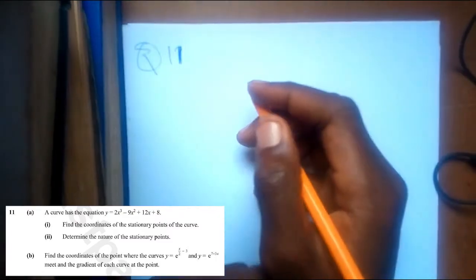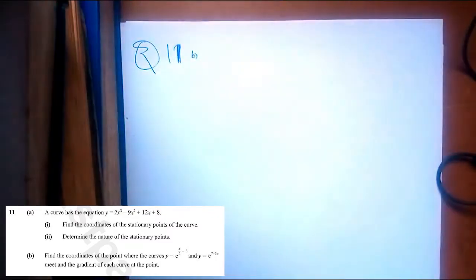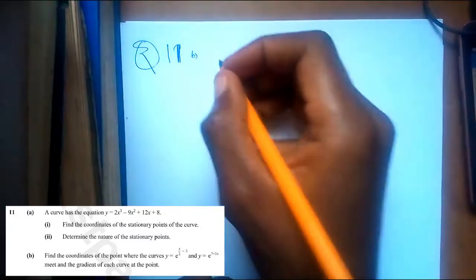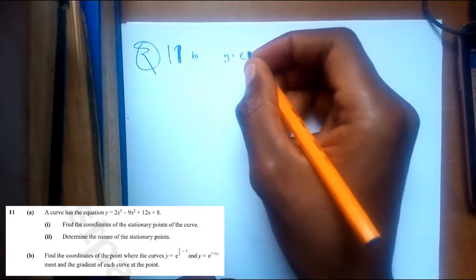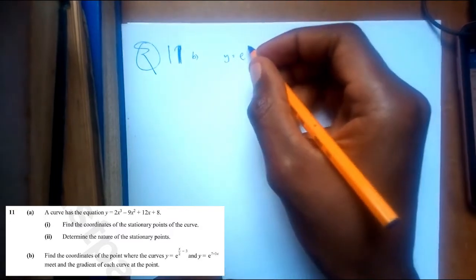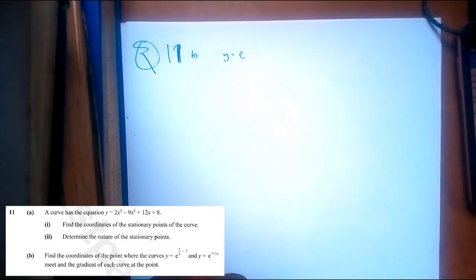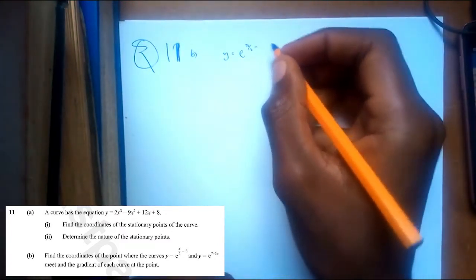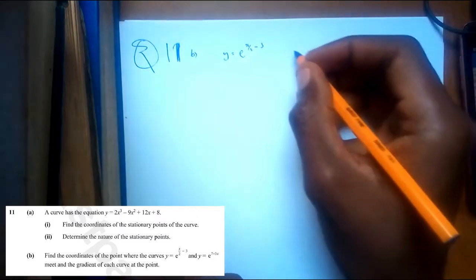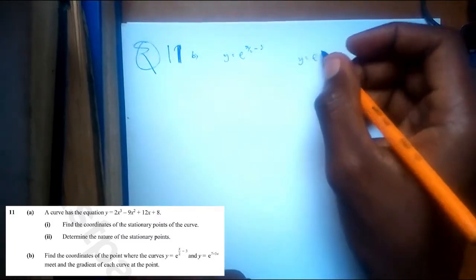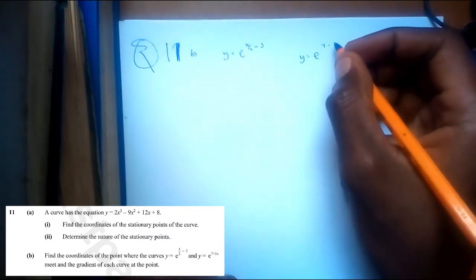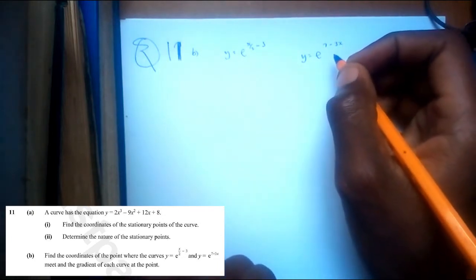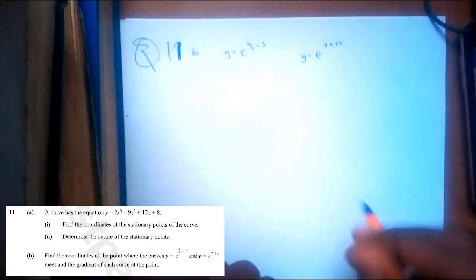Then question 11b says find the coordinates of the point where the curves y is equal to e to the power x over 2 minus 3 and y is equal to e to the power 7 plus 3x meet.